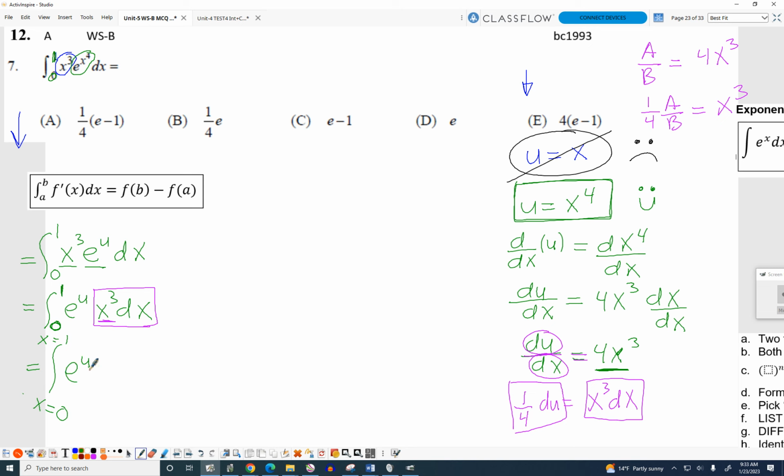And Ian, what do I write in place of x cubed dx? 1/4 du, because they are the same. Equal means you can use either one. Do you need parentheses around it? It wouldn't hurt, because sometimes it's a negative, and if there's a negative, it's critical that we have parentheses. So we just make the replacement like that.